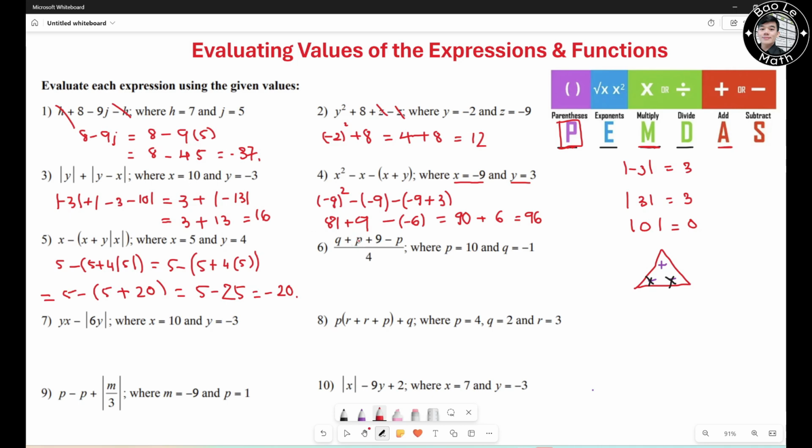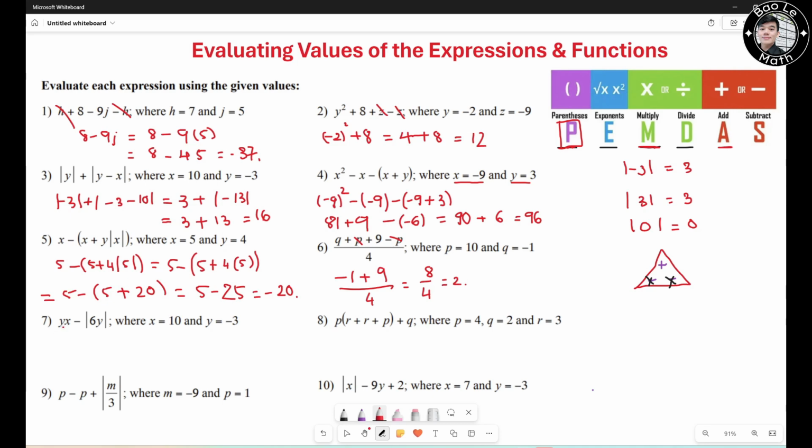Look at this one, we see that P minus P right here cancel out. So we don't need to worry about P anymore, right? We only have Q plus 9. So Q equals negative 1. So we have negative 1 plus 9 over 4. Negative 1 plus 9 is going to be 8. 8 divided by 4 is going to be 2, right?